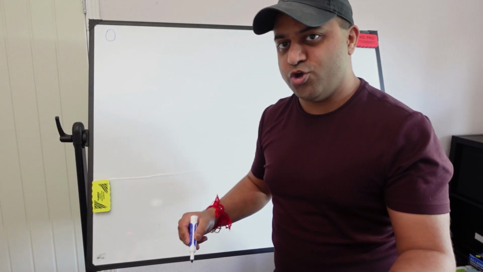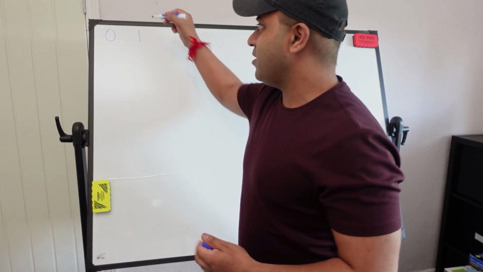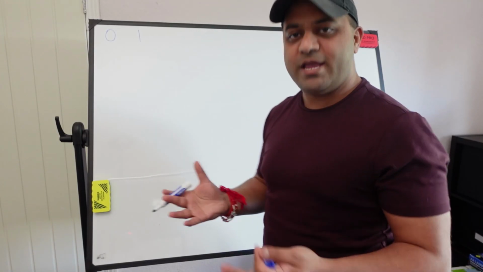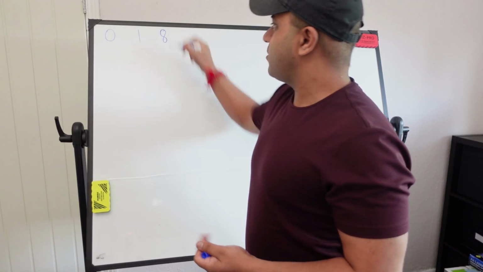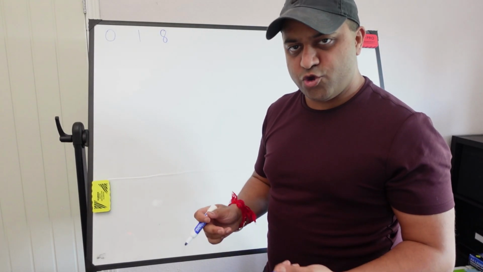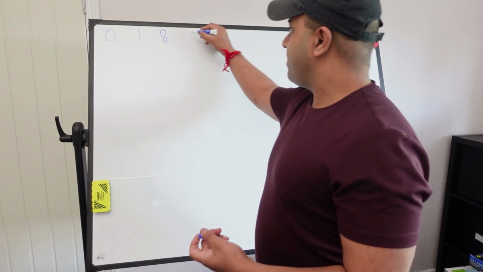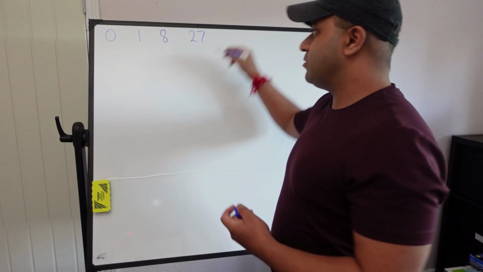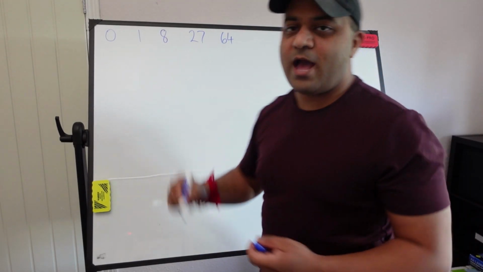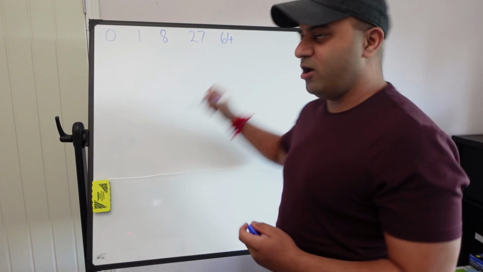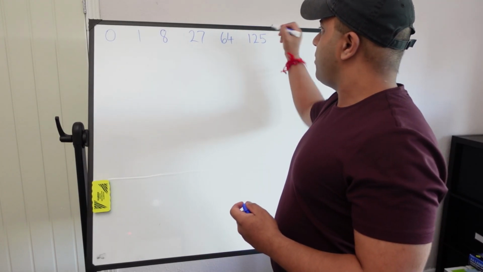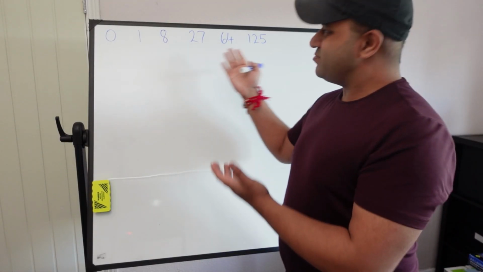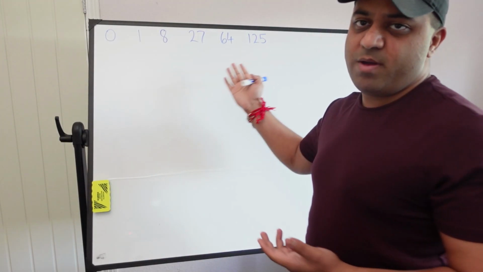Then we'll do 1 cubed, which is 1. And next, 2 times 2 times 2, or 2 cubed, is 8. Then, 3 cubed is 27. 4 cubed is 64, and 5 cubed is 125. So I've paused at the number 5 because these numbers pretty much are the ones that you need to remember.